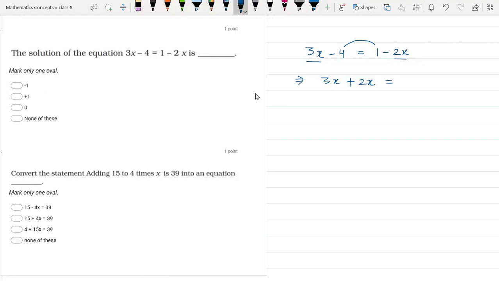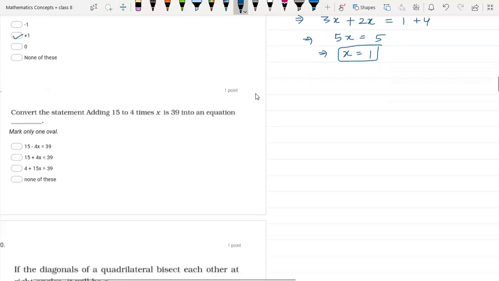Similarly, this 4 and 1 are like terms. Let's bring them together. So 1 is already on the right hand side. We will take minus 4 to the right side. It becomes plus 4. So the answer is 5x is equal to 5, and hence x is equal to 5 upon 5, that is 1. So the answer is plus 1.